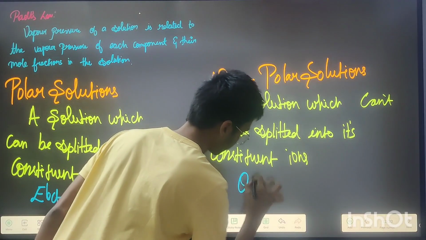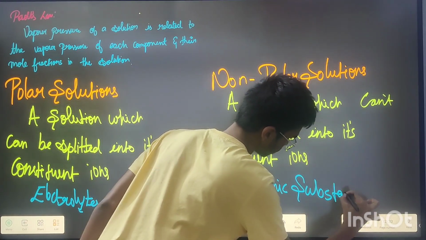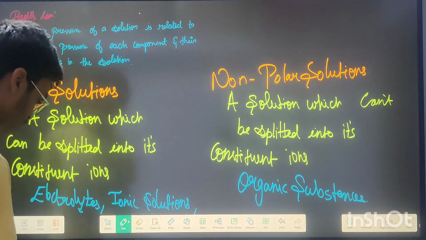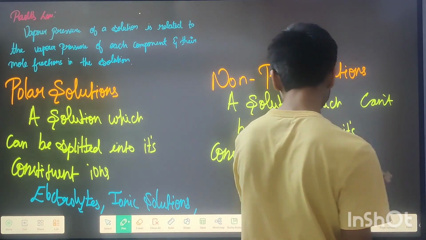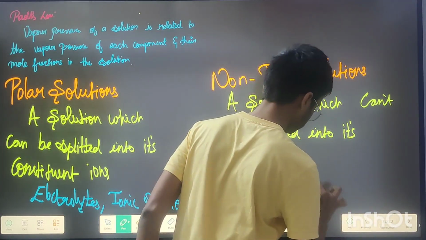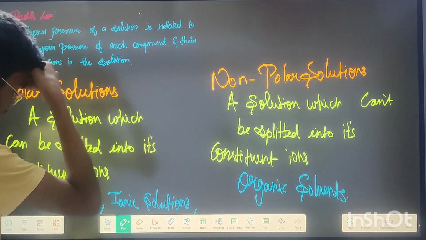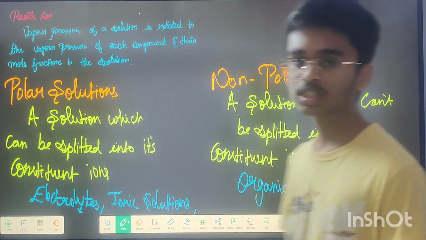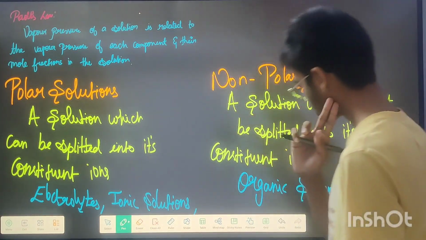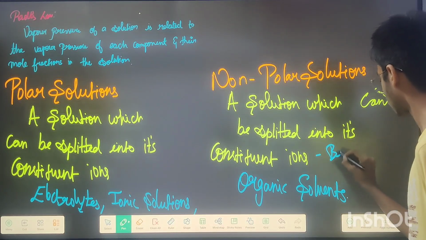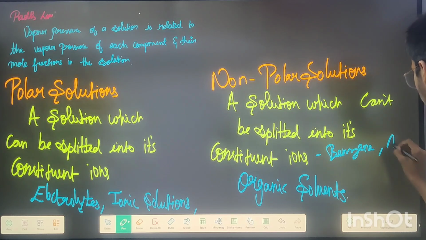Examples are organic substances or organic solvents, like benzene, C6H6, then acetone, and so on.